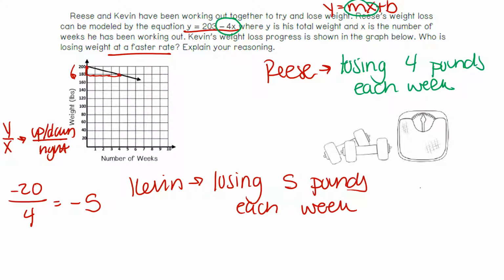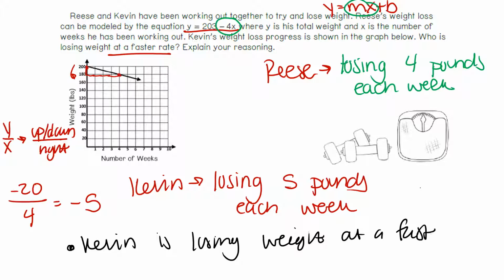So when we answer the question, who is losing weight at a faster rate, our answer is going to be Kevin is losing weight at a faster rate. Because, and you can reference our statements, Kevin is losing 5 pounds each week, and Reese is only losing 4 pounds each week.